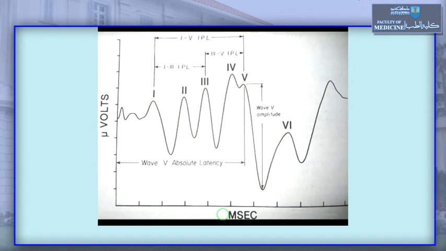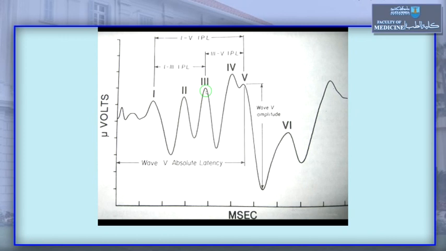On the y-axis, you have microvolts, which is 10 raised to power minus 6, 1 over 1 million of a volt. Since they are electrical activity, they are measured in microvolts. And they occur in sequence, one after the other, and that's why the x-axis is time. Wave 1, we know, is generated by the auditory nerve. Wave 2 is also generated by the auditory nerve as it enters the brainstem after crossing the cerebellopontine angle.